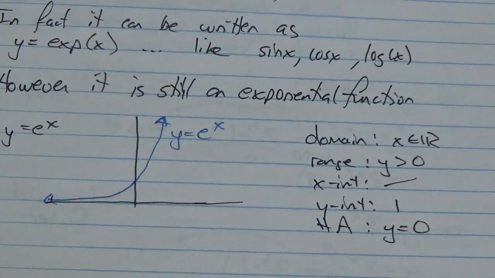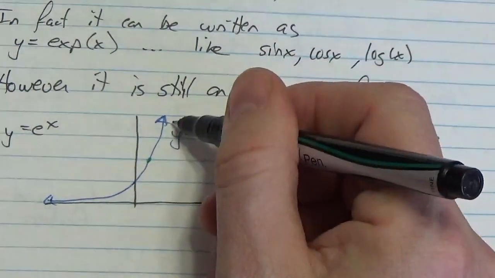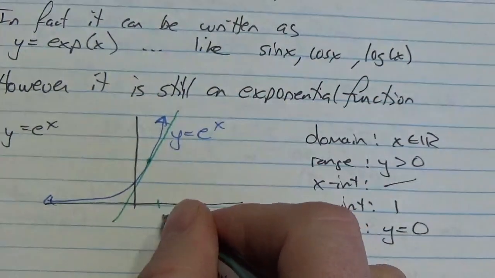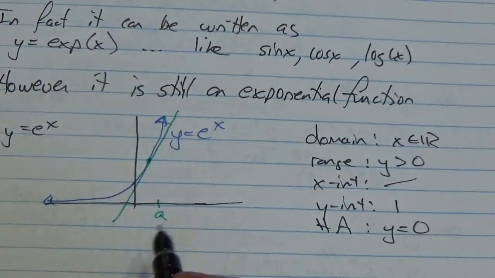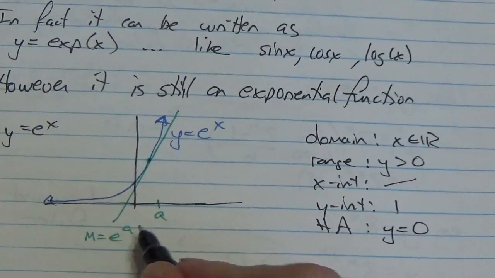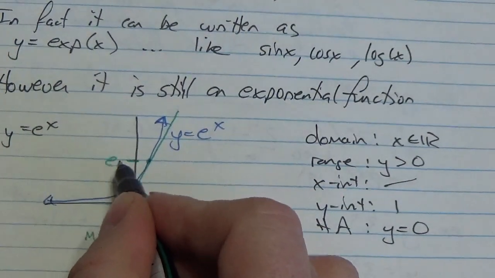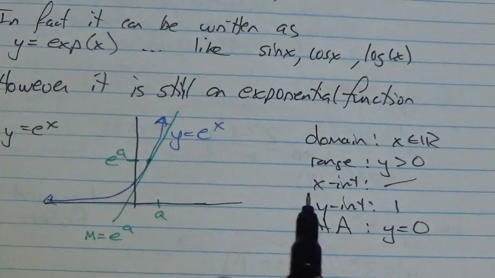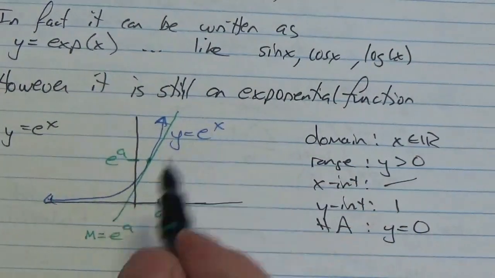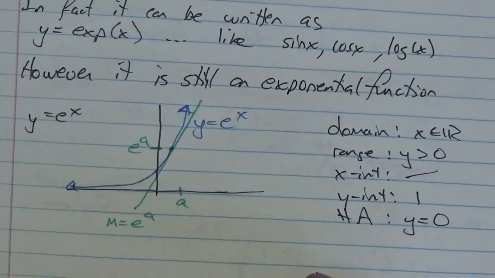But what makes this one unique is that if I stop and draw a tangent line to it right there, let's call this A, where x is equal to A, the slope of this line is equal to e to the A, which is this point right here, this y-coordinate right there. Its y-coordinate is the slope of the tangent line at all points along that curve. It is its own derivative.